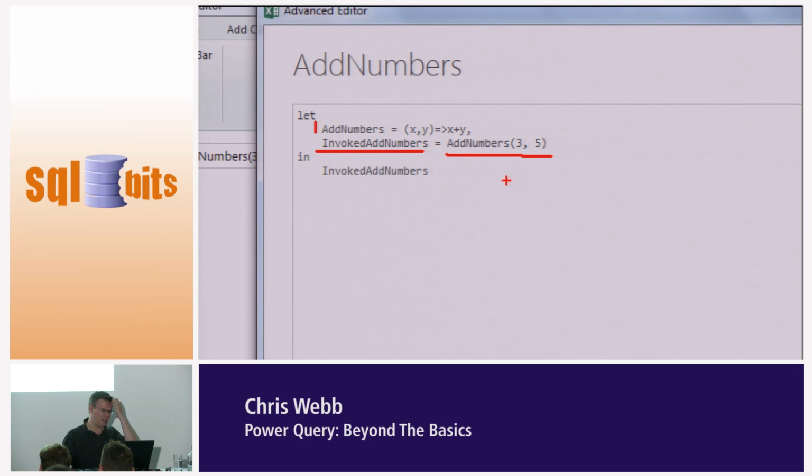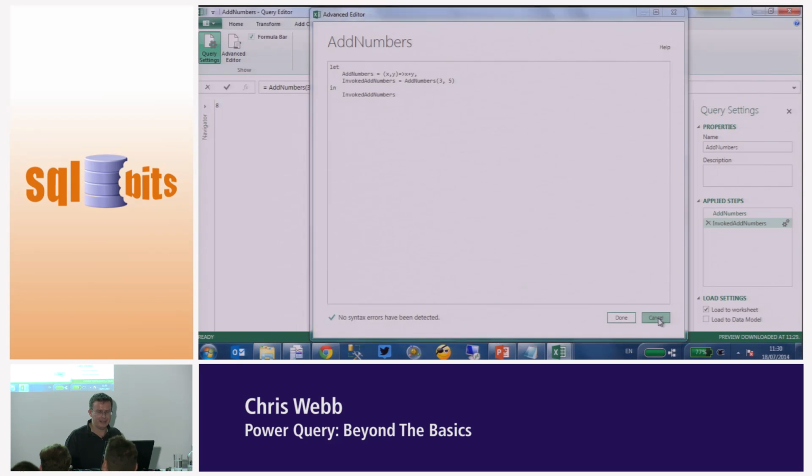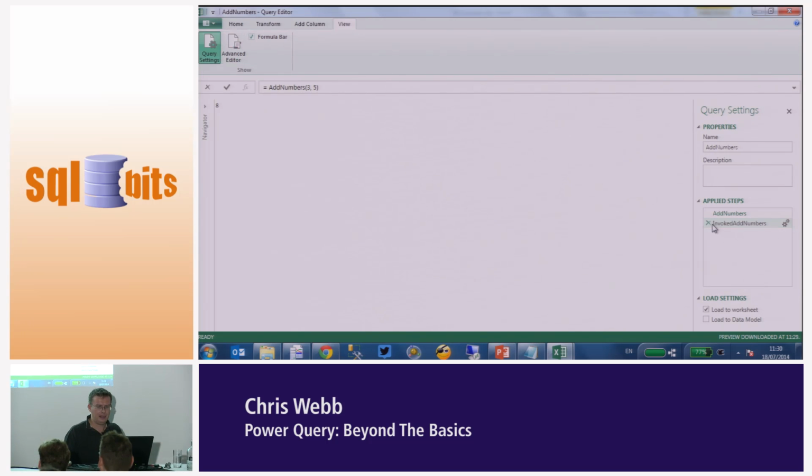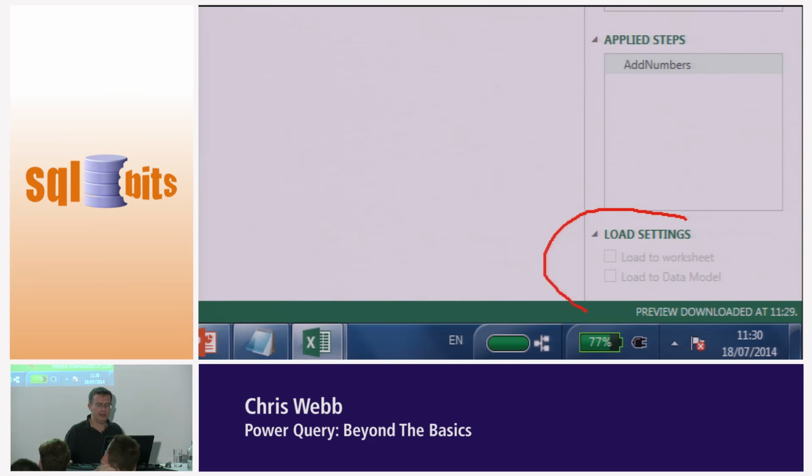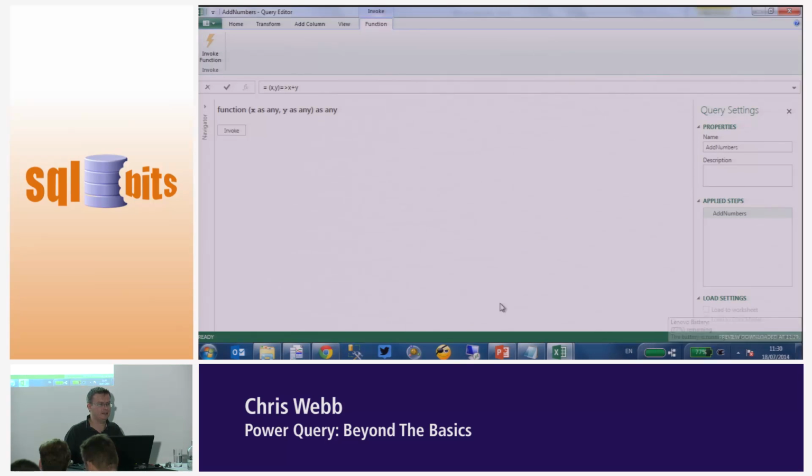So functions are interesting when you're writing more complex queries. You can define a function in one step and then you can reuse it in later steps. But that's not the really cool thing about functions. Let's get rid of that step that I just created where I invoked the function. Now at this point my query is returning just the function. But remember, a function is a value, and I can have a query return a value which is a function. Now, if I look at load settings down here, there's nothing that I can select. I can't load this to a worksheet, I can't load it to a data model. It doesn't return any data.